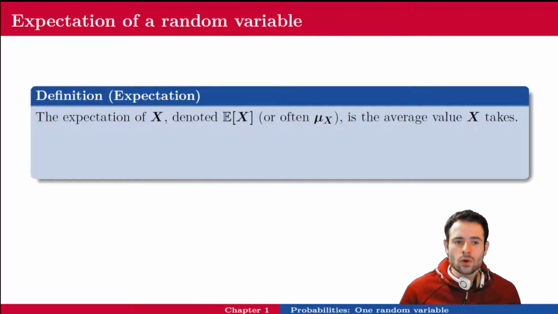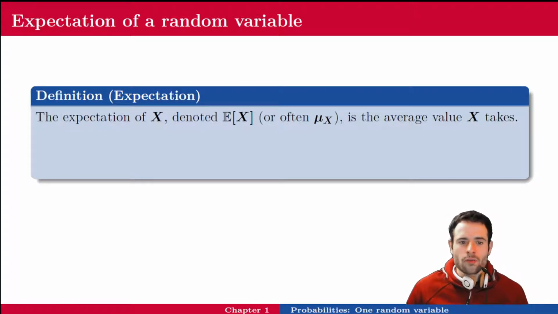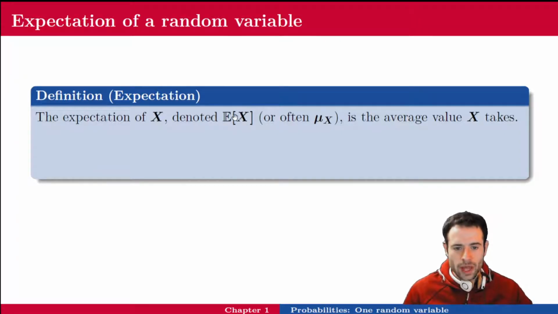Now, let's quickly move to some moments. The expectation of a random variable, which we typically denote big E of x, with these two vertical bars for the E, we often call it mu, or mu with the subscript x, to say this is the expectation of the random variable x, is the average value that x will take. So when you hear expectation, think about mean, average.